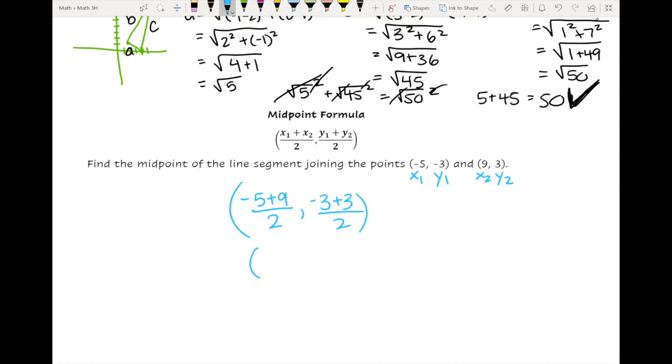So I'm going to do the numerators first. Negative 5 plus 9 is 4, so I have a 4 over 2. And negative 3 plus 3 is 0, so I end up with 0 over 2. So 4 divided by 2 is 2, and 0 divided by 2 is 0, so the point (2, 0) is the midpoint. It should be smack dab in the middle of these ones.